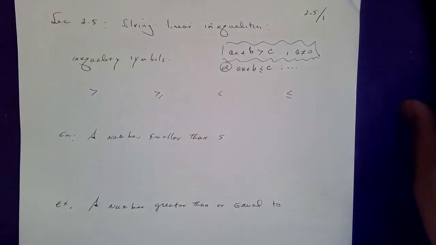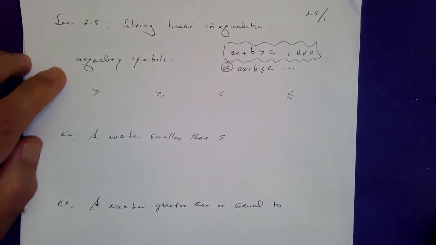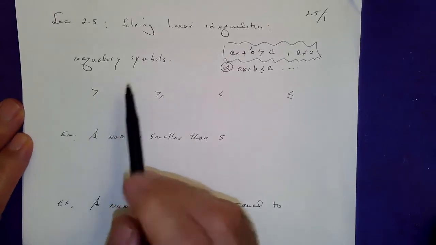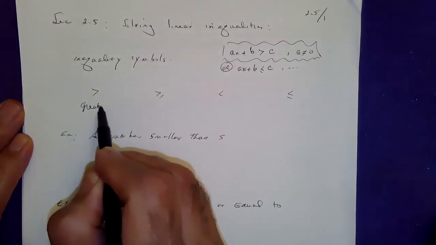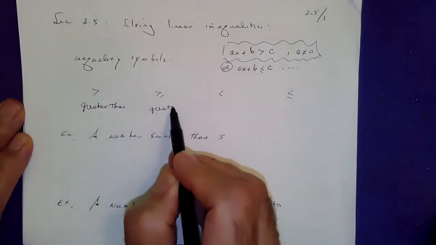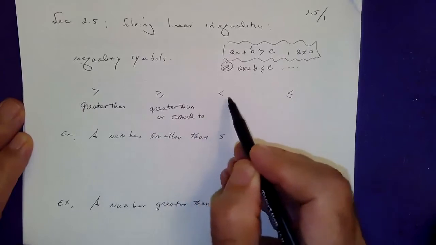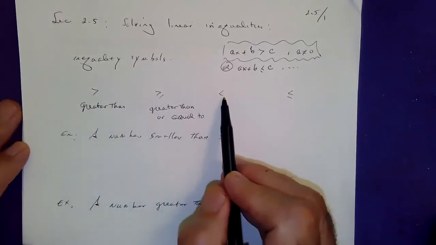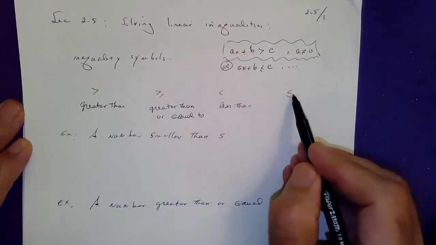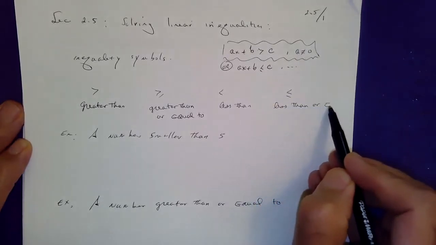Section 2.5, solving linear inequalities as opposed to equations. So inequality symbols, perhaps you have seen these before. Arrow to the right, that means greater than. Arrow to the right with the equal, greater than or equal to. Arrow to the left, this is less than. An arrow to the left with the equal sign, less than or equal to.